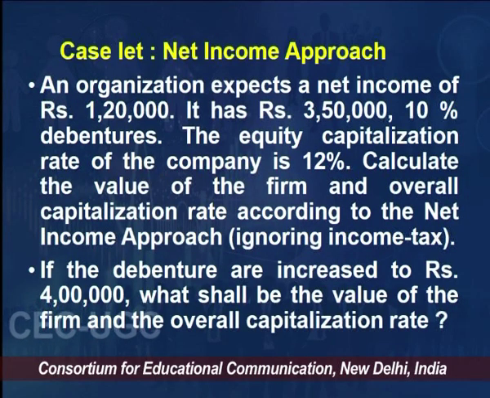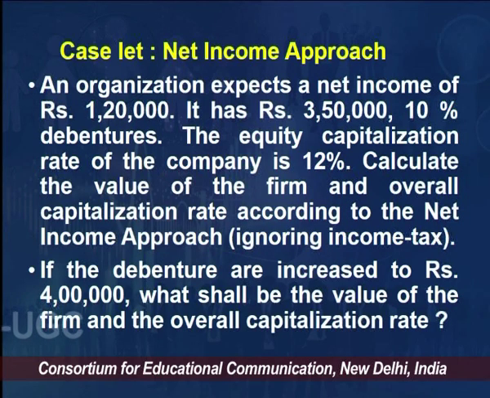I would like to take up another example, to help you understand this concept very well. So, let us take up one more example. Another caselet: an organization expects a net income of rupees 1,20,000. It has 3,50,000, 10% debenture. Up to this extent the question is very similar to the previous one. The equity capitalization rate of the company is 12%. Calculate the value of the firm and overall capitalization rate according to the net income approach, ignoring tax.